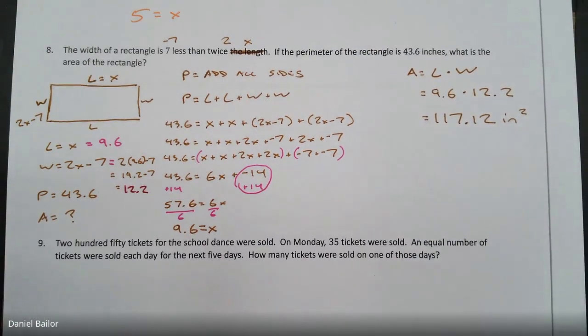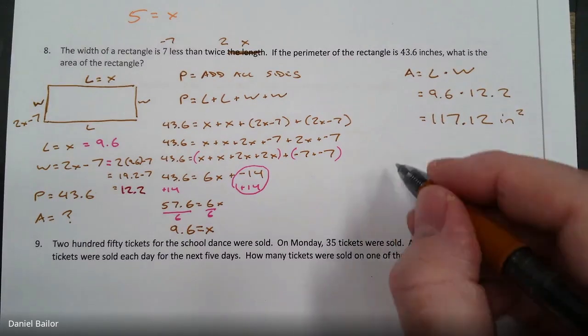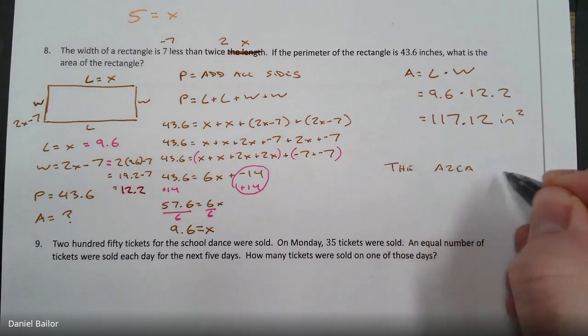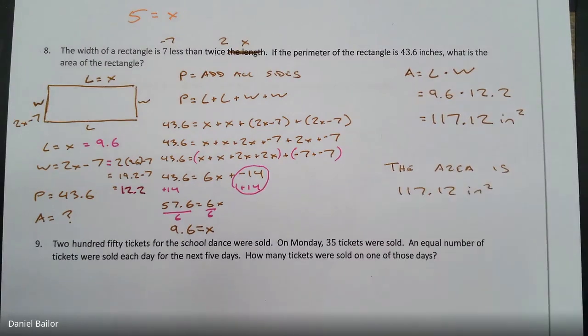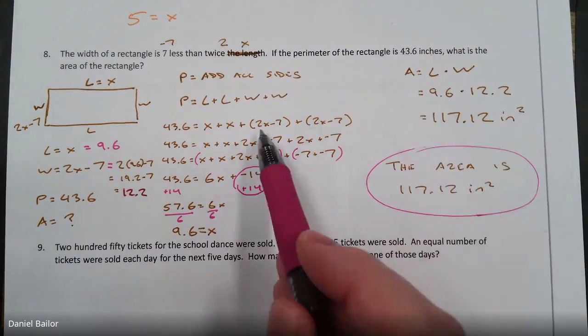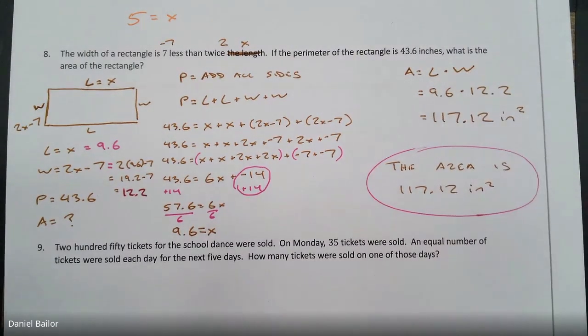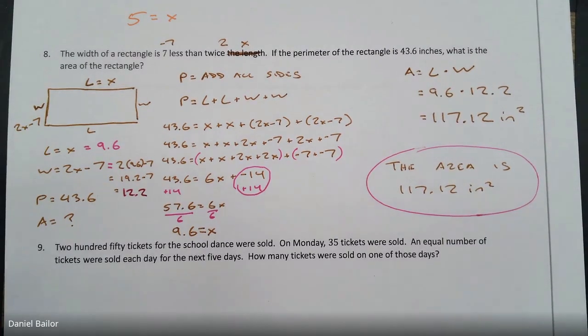Wow, that was quite a few steps. I don't know if you were able to figure this out on your own, but hopefully you're able to follow my work. The area is 117 and 12 hundredths square inches. That is the solution. And we actually used a few equations for this. We have this equation here for the perimeter. We have this equation here for the area. So this is what your work should look like. I hope you got this answer, but I understand if you had a little bit of trouble with this one because it was multiple steps.